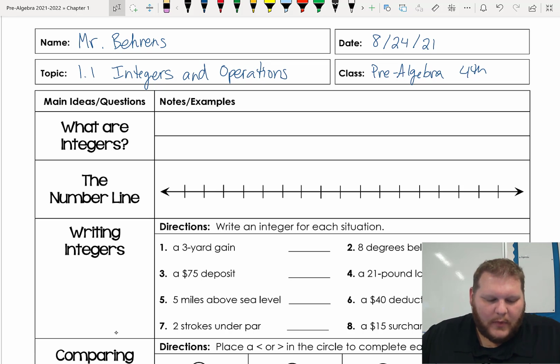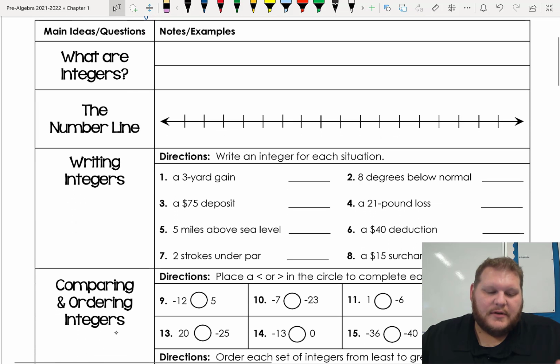Okay. You can see the way that I have my guided notes set up for pre-algebra. I have little descriptors of some main ideas or questions off to the left side, that left column, and then the different information will be on the right side. Sometimes it's just examples, sometimes there's directions for our examples, but you can see again the summary or the topic that we're talking about is on the left side, and then the corresponding definition, example, problem, whatever is on the right side.